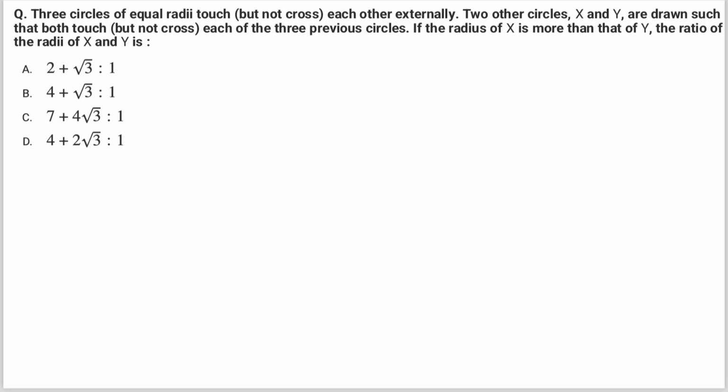So the question reads, three circles of equal radii touch but not cross each other externally. Two other circles x and y are drawn such that both touch but not cross each of the three previous circles. If the radius of x is more than that of y, the ratio of the radii of x and y is.